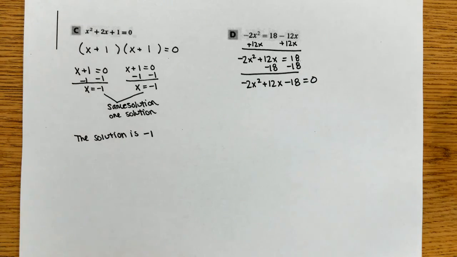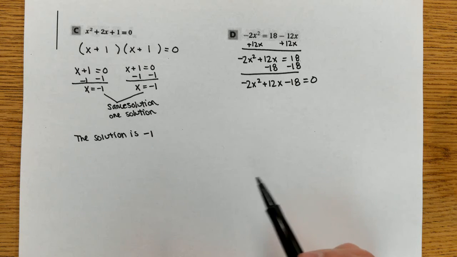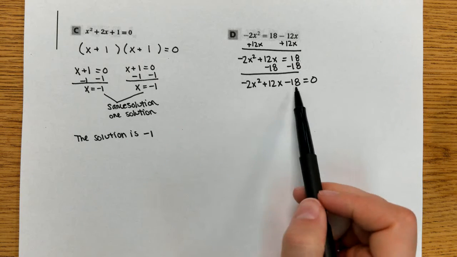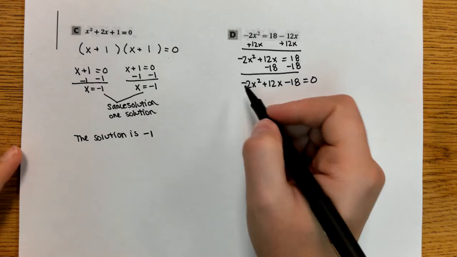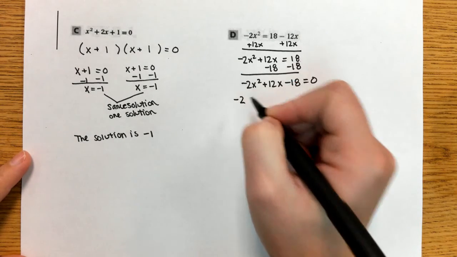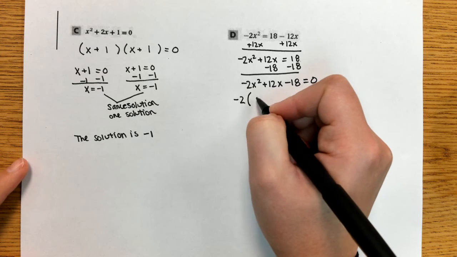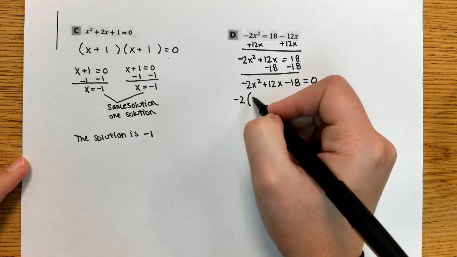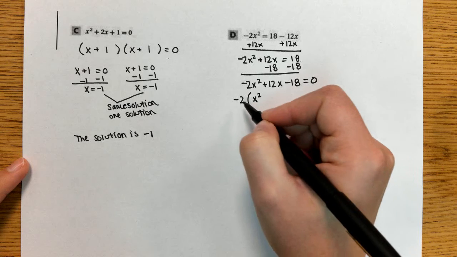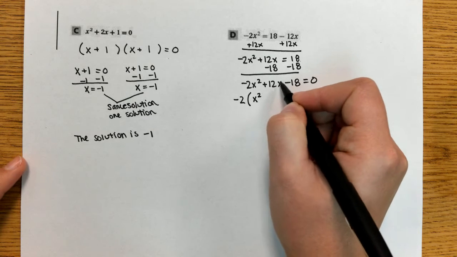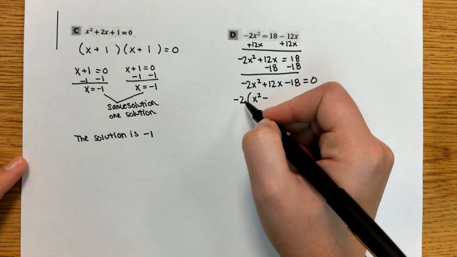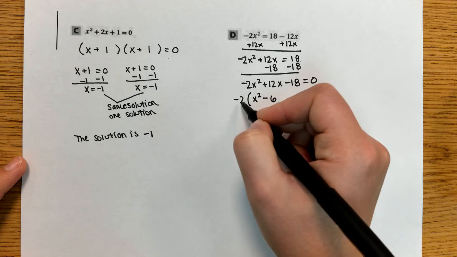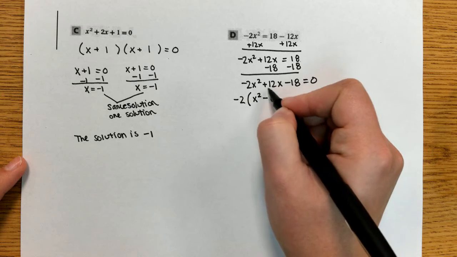equals 0. And now I'm going to start factoring. But before I factor, there is a GCF between all my terms. I can pull out a negative 2. So I'm going to pull out that GCF, so negative 2. So negative 2 times what gives me negative 2x squared? That's going to be x squared. And then negative 2 times what gives me 12x? Well, I'm going to need a negative because a negative times a negative is a positive. And then 6, because negative 2 times negative 6 will give me that positive 12.